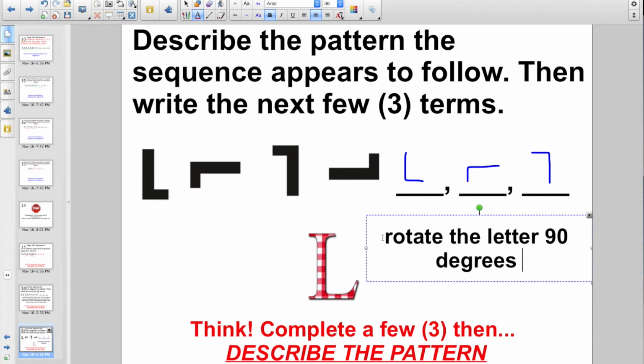And last little bit, if I'm spinning it this way, that's the same way a clock moves, isn't it? So I'm going to call it 90 degrees clockwise.